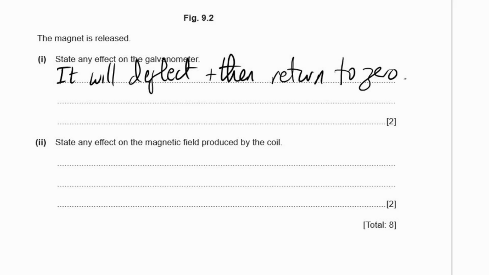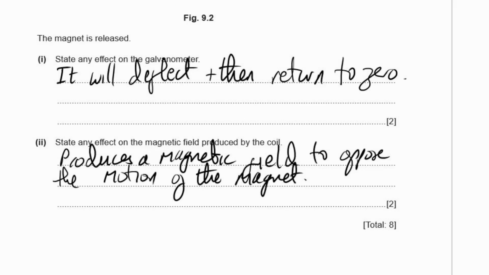2. State any effect on the magnetic field produced by the coil. Well, it produces a magnetic field to oppose the motion of the magnet.